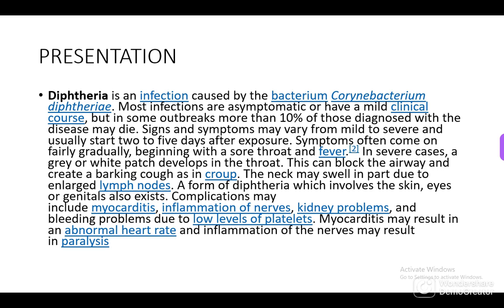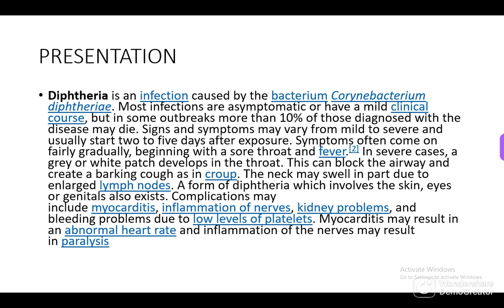They can involve the kidneys. They can cause acute pyelonephritis and bleeding problems due to the low levels of platelets, because directly they are affecting the megakaryoblast and indirectly through the hypersplenism. The myocarditis may result in an abnormal heart rate. It may be definitely tachycardia followed by bradycardia, and inflammation of the nerve may result in paralysis.